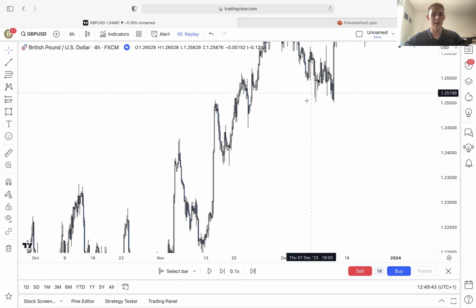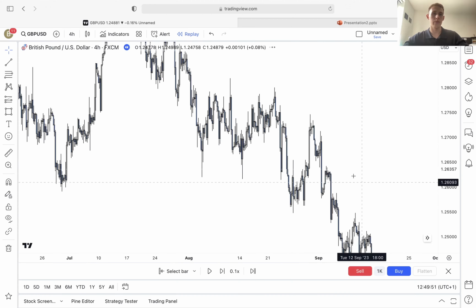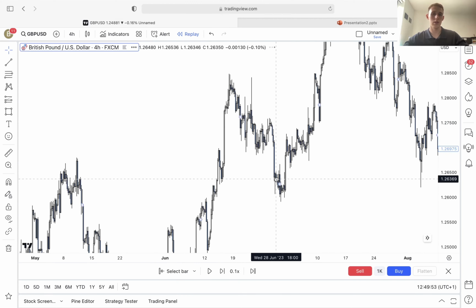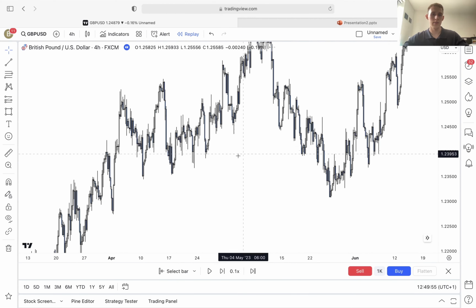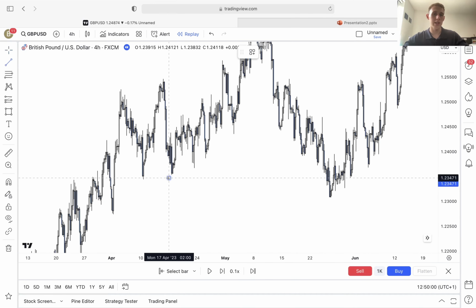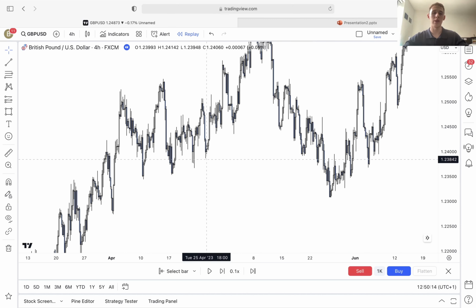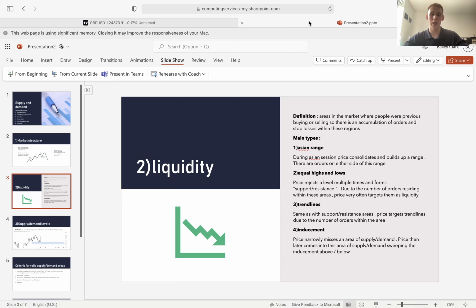If we also try and find a bullish example of this, so you could say this was one as well, where you can see price has formed this trend line. At a later date, it then comes down, sweeps the trend line, also sweeping these two equal lows into an area below, and then moves in the opposite direction after having swept those previous buyers out of the market.